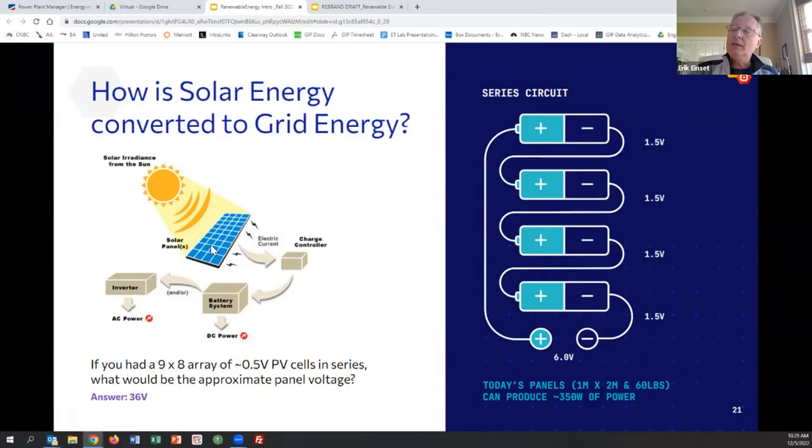So the way these solar panels work, again, is that they are a series of individual solar cells. Each of the individual solar cells, which is about half a volt, has to be put in series. A series circuit looks something like this. You've probably seen this in the things that you need to put batteries in. Sometimes they have multiple batteries because you need to hook them up so that they give you enough voltage for your device. Today's solar panels can produce about 350 watts of power, and will typically have about, I think, 18 volts of potential to drive a circuit.